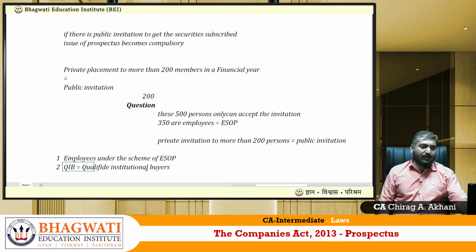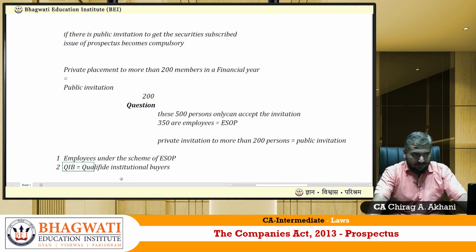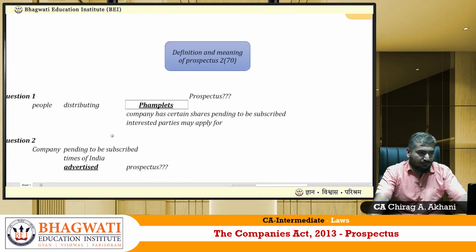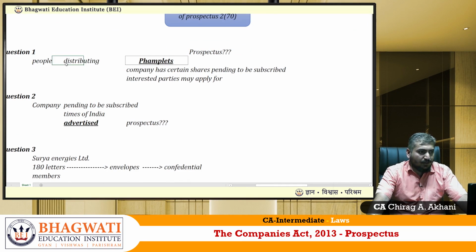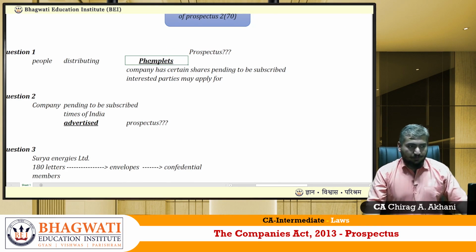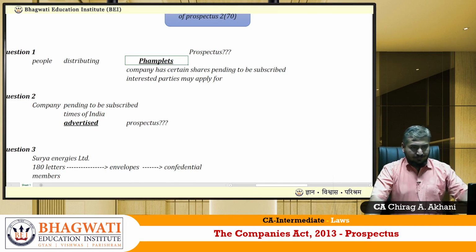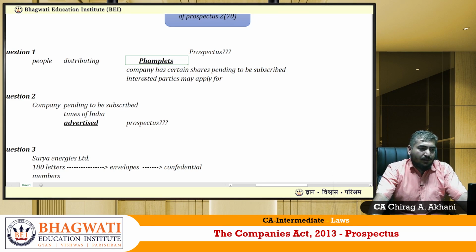So now, once you are clear about this entire explanation, we are ready to touch the definitional part over here, these three questions. First of all, it is written that people are distributing pamphlets to the public, saying that some shares are still pending to be subscribed. While you are issuing pamphlets, it means your invitation is not limited to only a few people. It is available for everyone, or rather anyone who applies may get it. So obviously the public invitation concept is there.